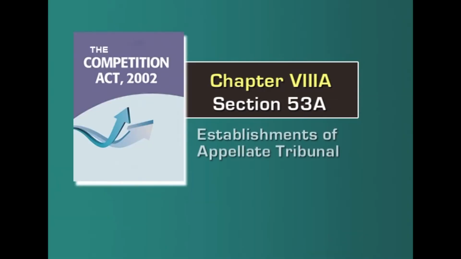The first section that deals with establishment of the appellate tribunal is section 53a. Section 53a talks about an obligation on the central government to establish a competition appellate tribunal which will hear all appeals against orders or directions passed by the commission under section 26(2) and sub-section 6 of 26 and section 27, section 28, sections 31, 32, 33, 38 and 39 and sections 43, 43a, 44, 45 or 46 of the Act.